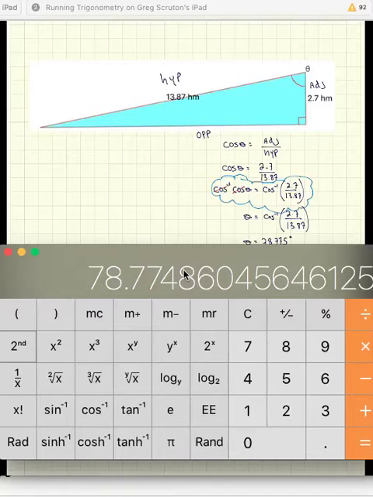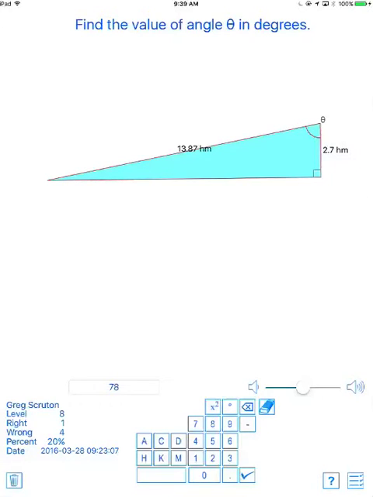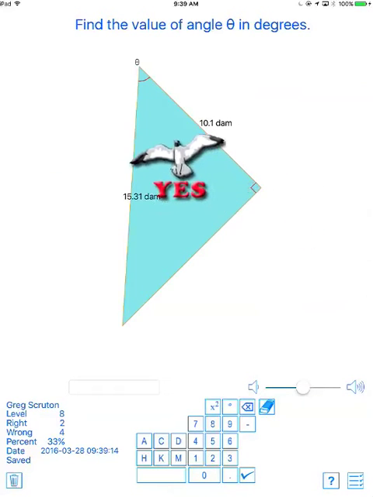Now I want to go back to the program and see if we're right. So I enter my value, 78.775 degrees, and we click on the check button to see if we're right, and yes, we are.